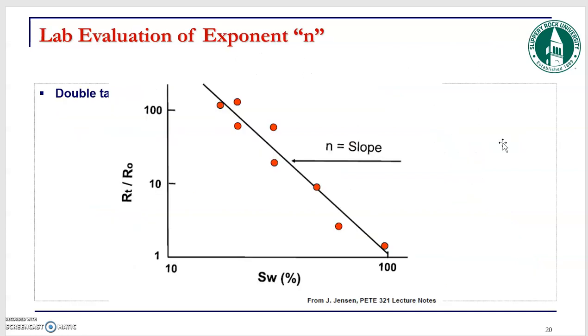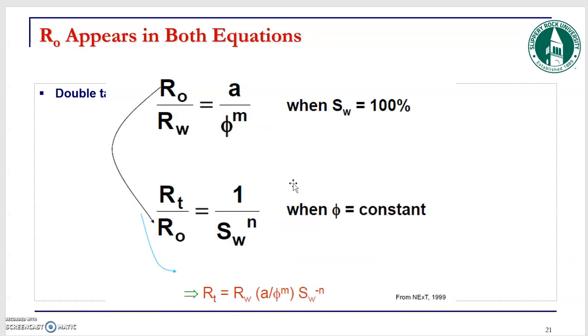Now we have this equation, and if we plot it, that's basically the same plot that you saw in the previous slide. n is the slope of this line, and you can measure it in the laboratory, right? And remember, we derived that equation: F, the formation resistivity factor, is equal to A over phi to the power of M. M is called the cementation factor, remember, and RO, RW, right?